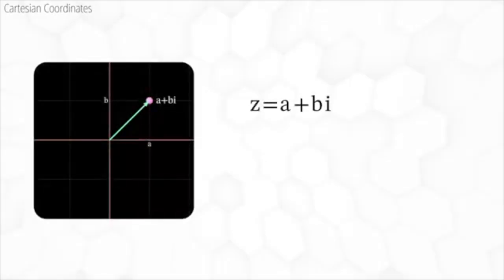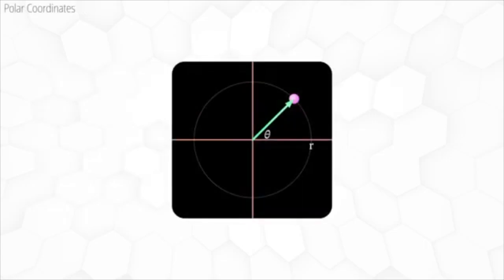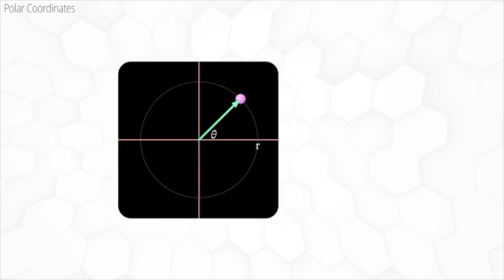So far we have represented complex numbers in Cartesian form. For example, z equals a plus bi, where a is the real part, and b is the imaginary part. However, it is also possible to represent a complex number in polar form. For this we use two values which we will call r and theta for now. r is the radius, and theta is the angle from the positive real axis.